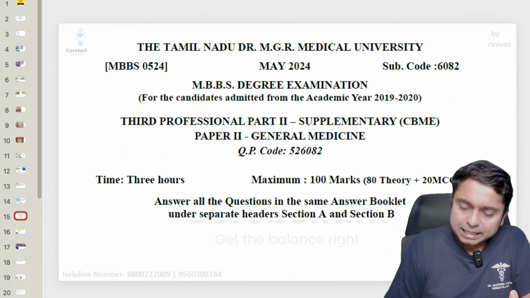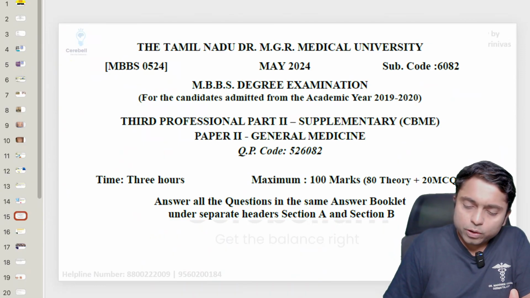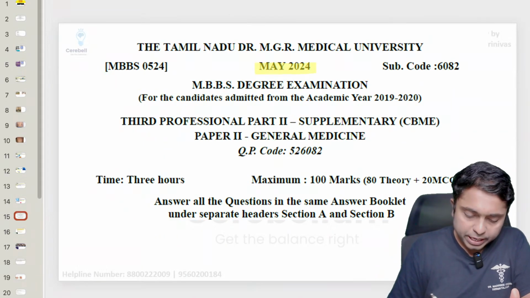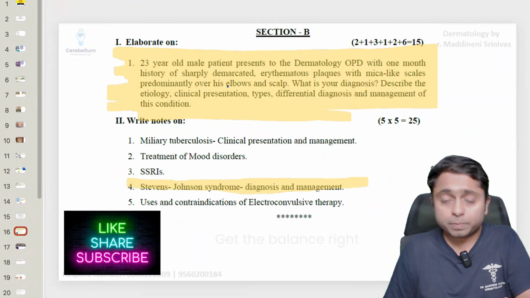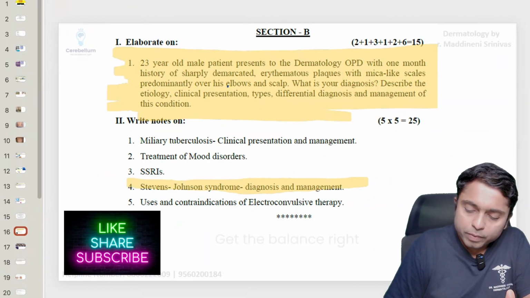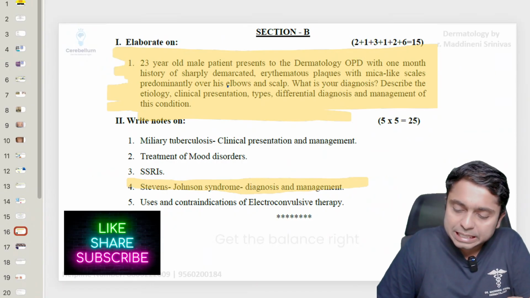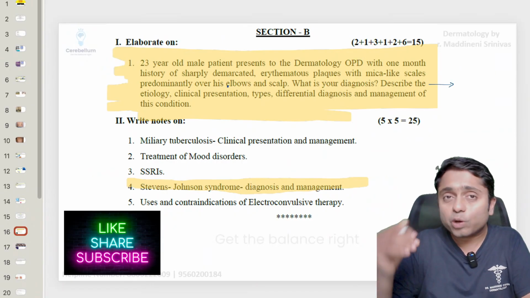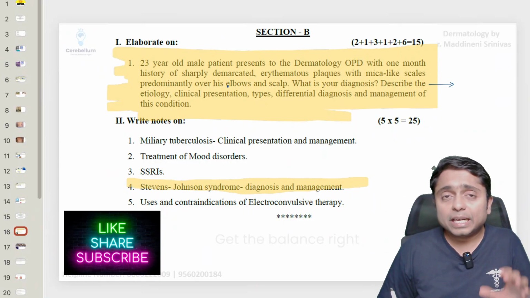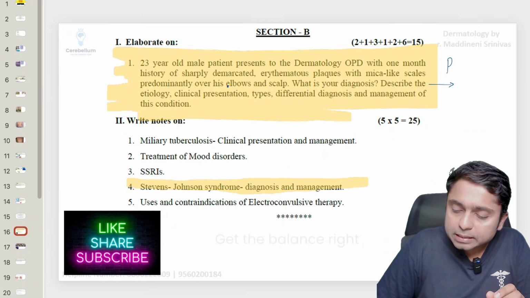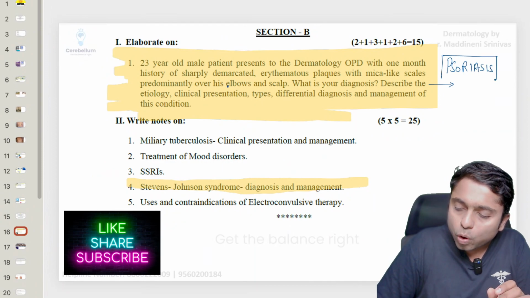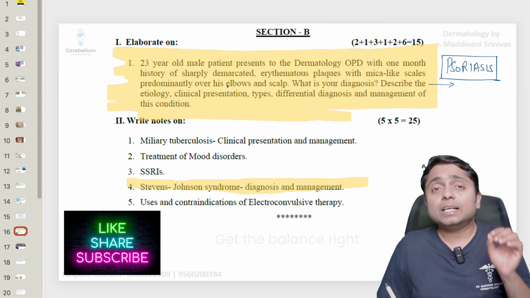And this is going to be the next video topic from May 2024. So this is the theory question. Just read it, pause the video and read it, and if you can understand what the diagnosis is, put the diagnosis in the comment section. I will tell you what the diagnosis is. It is psoriasis.